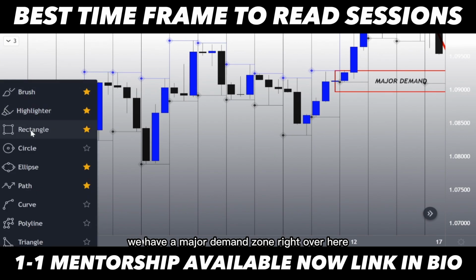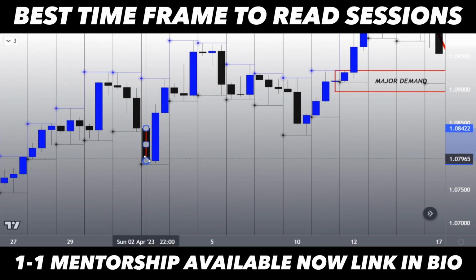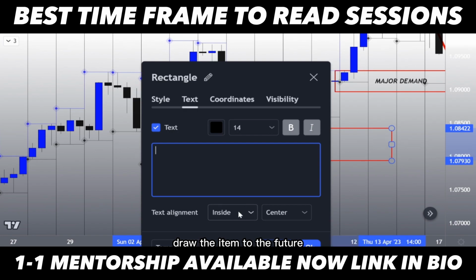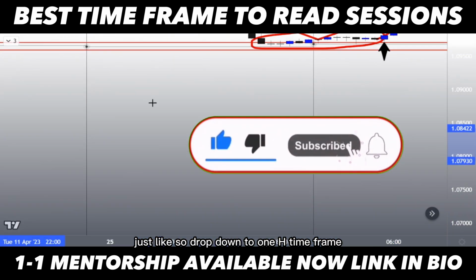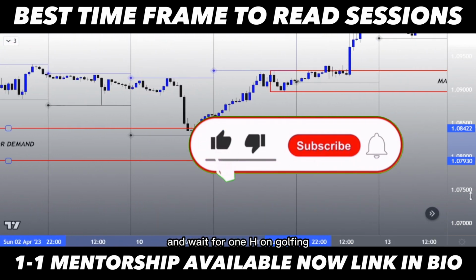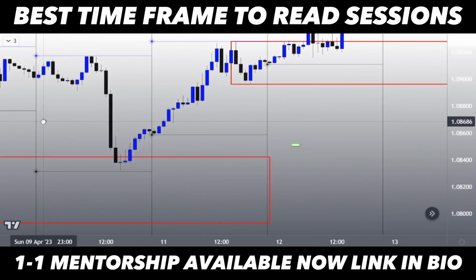We have a major demand zone right over here. Draw it out into the future, just like so. Drop down to the 1H time frame and wait for a 1H engulfing.